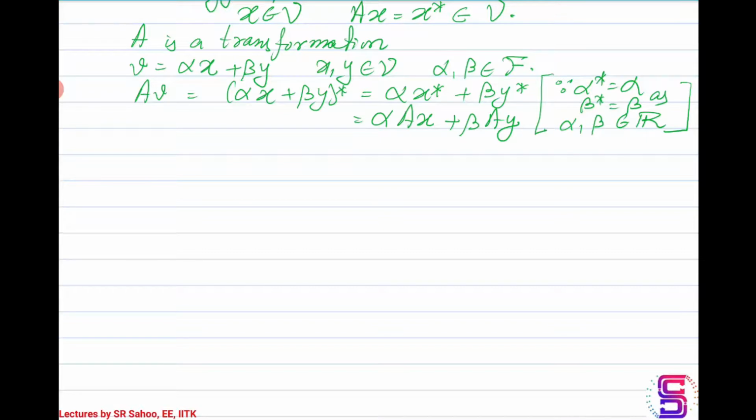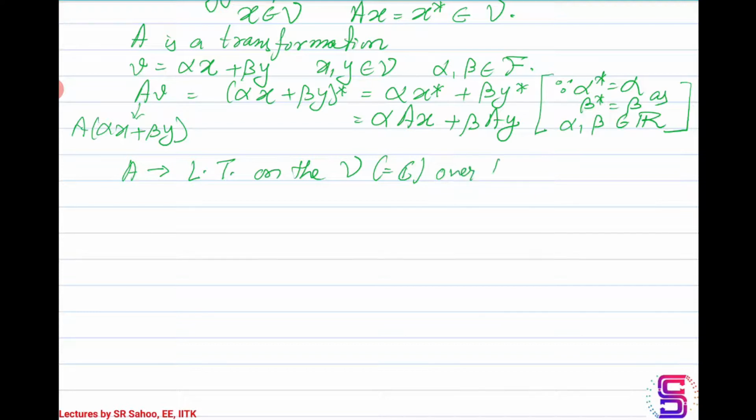So what you have here is you started with A acting on alpha x plus beta y, and you ended up showing that it is the same as alpha Ax plus beta Ay. So here A is a linear transform on the vector space given over the field F, which is the set of real numbers. Okay, so A is a linear transform with respect to this particular vector space.